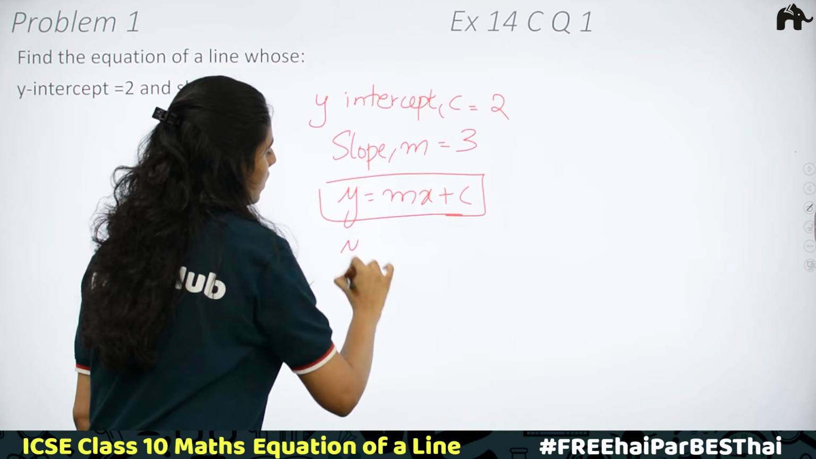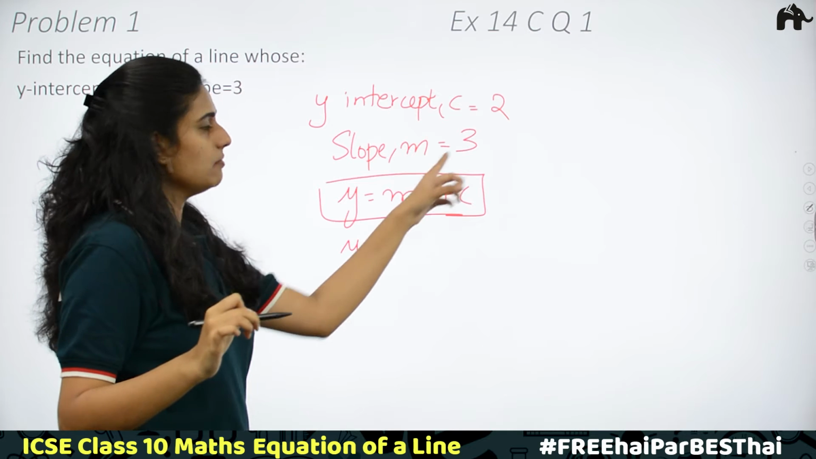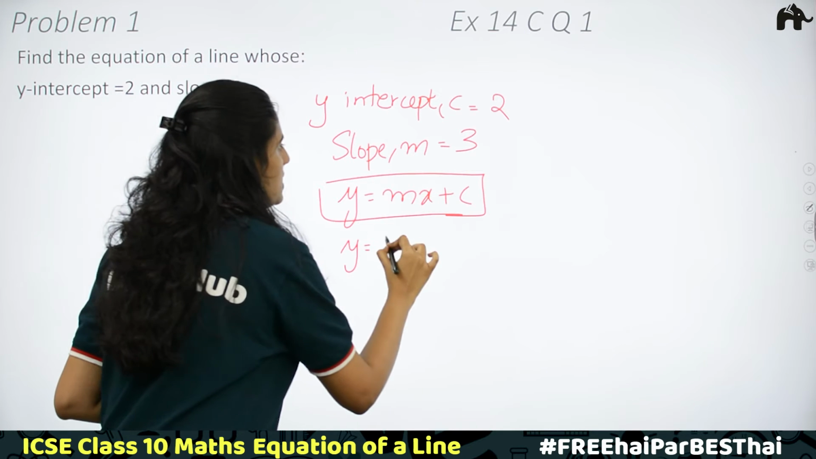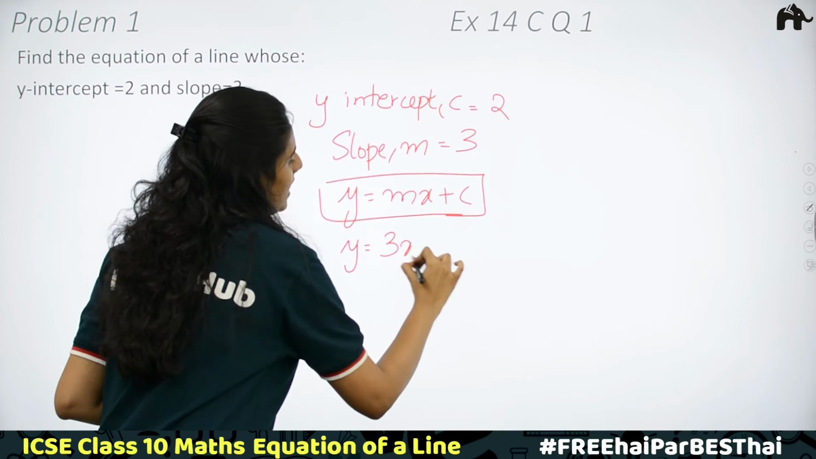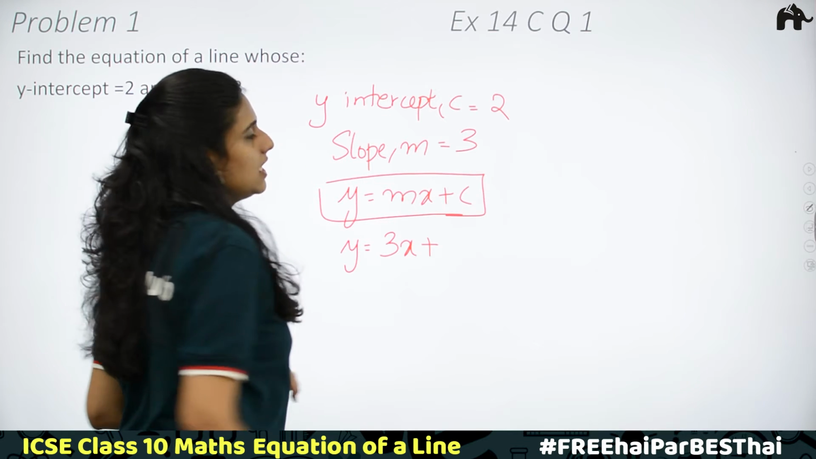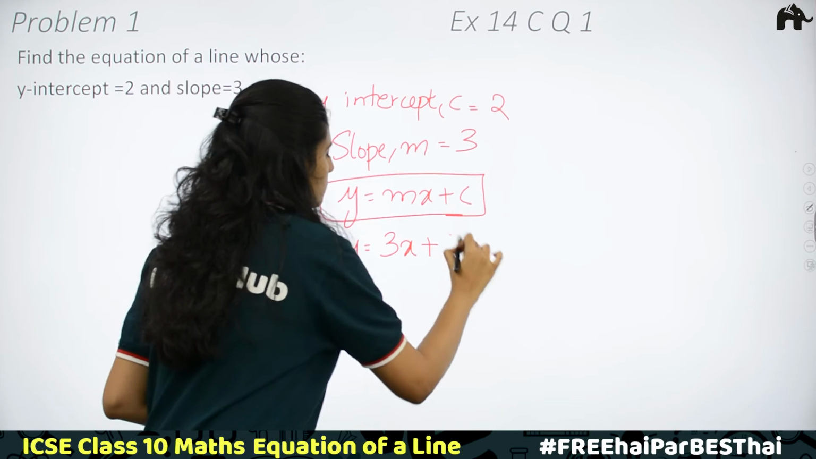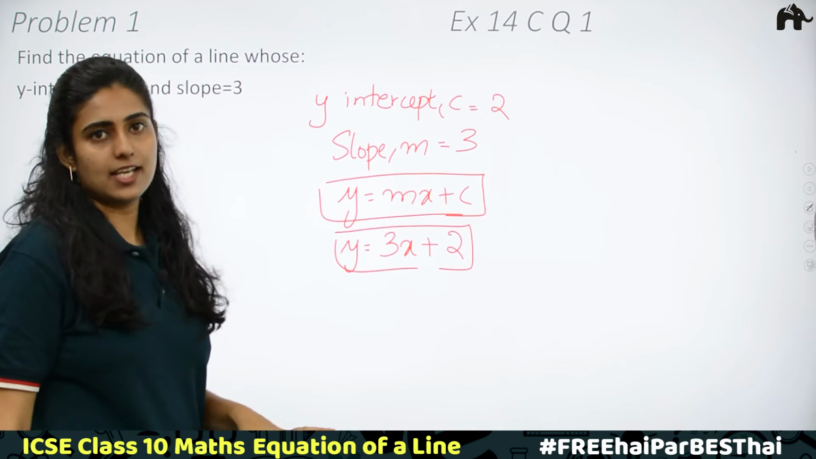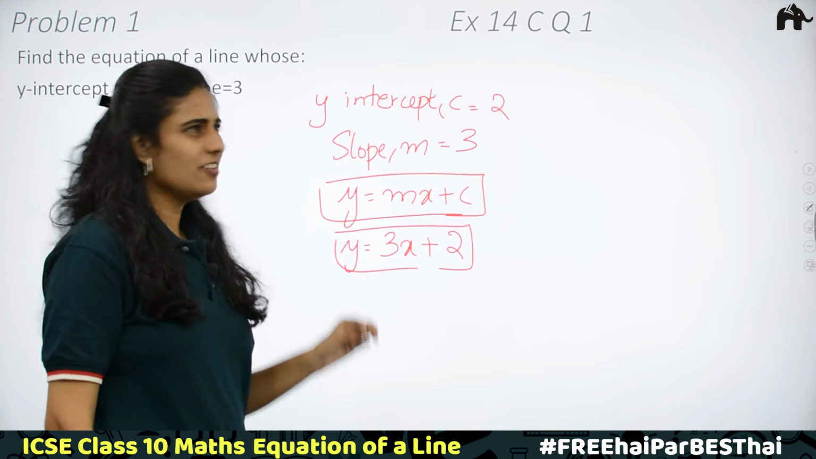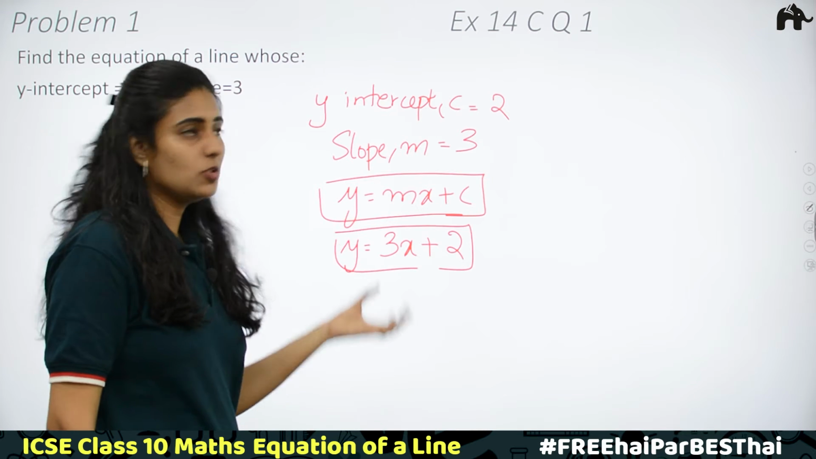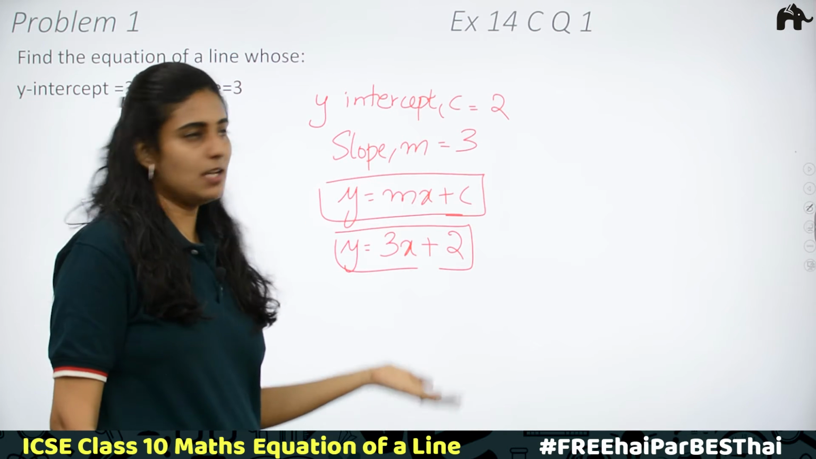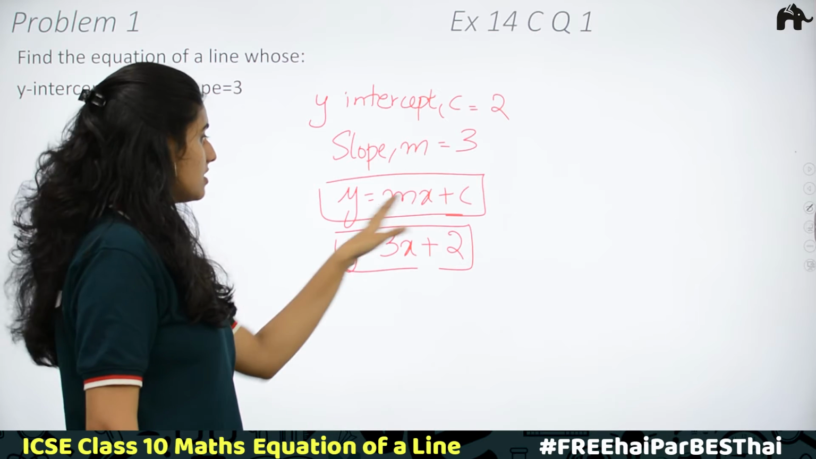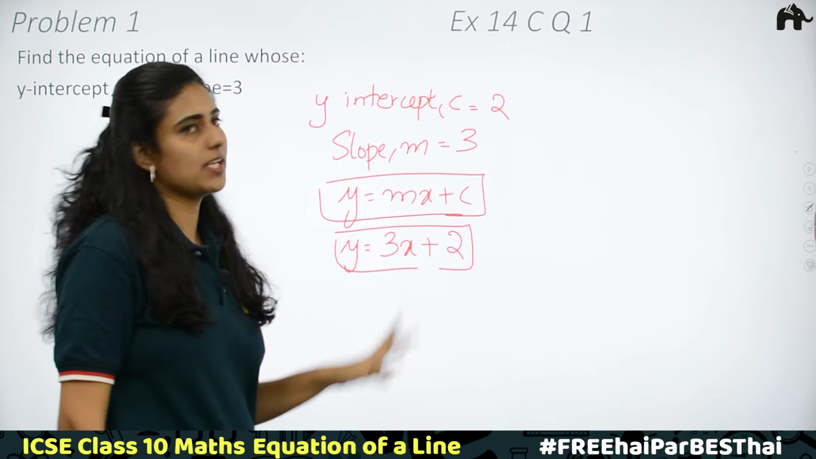y is equal to, what is the value of m? m is 3, slope m is 3, into x plus the value of c. Y-intercept c is 2. So, this is the required equation: y is equal to 3x plus 2. Clear? Very simple, right? We just need to substitute the slope and the y-intercept in the equation for a straight line, that is, y is equal to mx plus c.